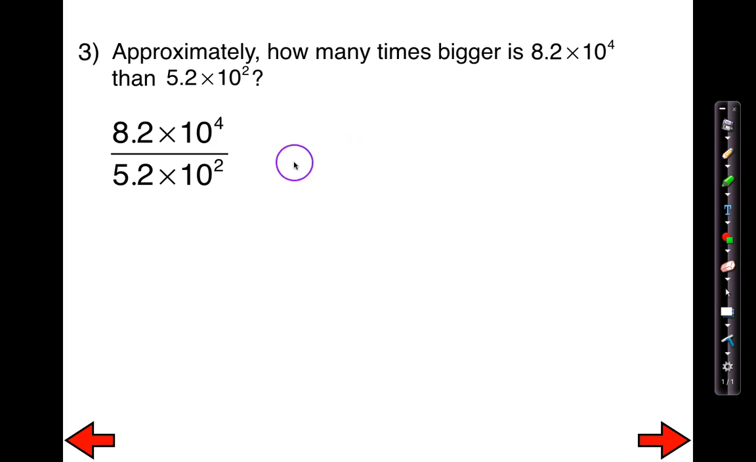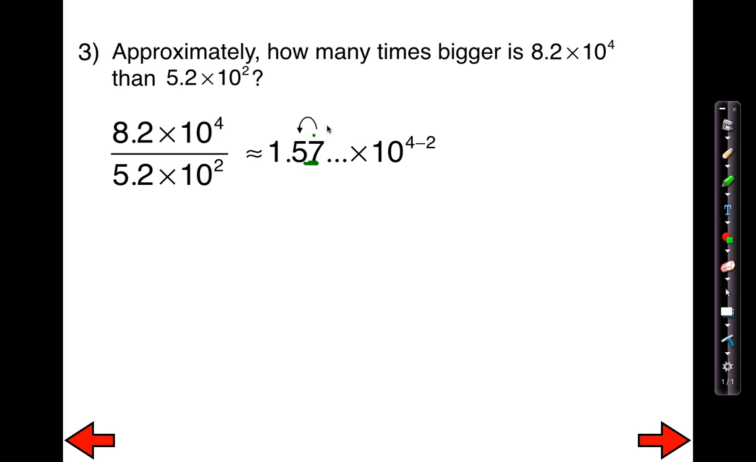Okay, so let's see how well we did. Hopefully first you went ahead and divided 8.2 divided by 5.2, which should have given you 1.57 and so on. Now notice here I did stop at the nearest hundredths because I know that this number is going to determine whether or not the 5 is going to be rounded up or stay the same.